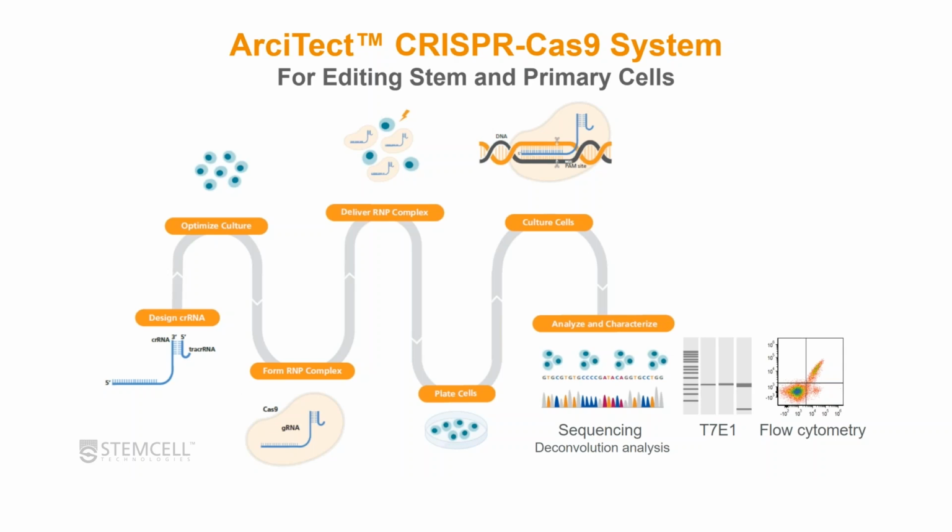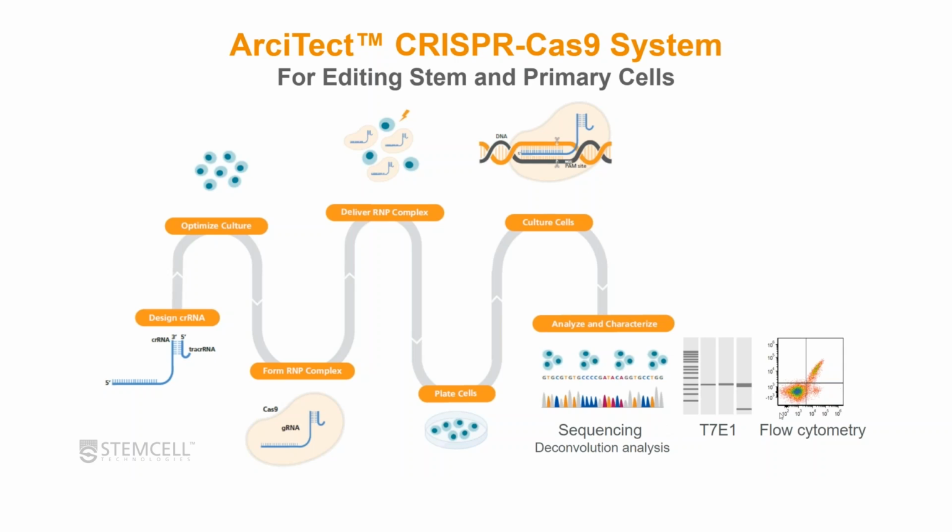So this is a general workflow that we've developed at STEMCELL for editing really any type of cell type. So first you need to design your experiment, design the CRISPR RNA and guide RNA. And then following that, you need to optimize your culture conditions. And we feel that pre and post-editing culture optimization is a very key aspect to focus on when editing these complex cell types. Next, you form and deliver the RNP complex. You allow editing to occur afterwards, and then you can analyze and characterize your cells.